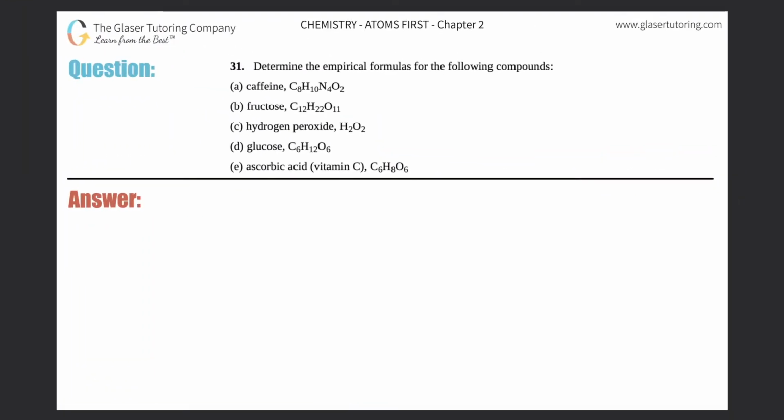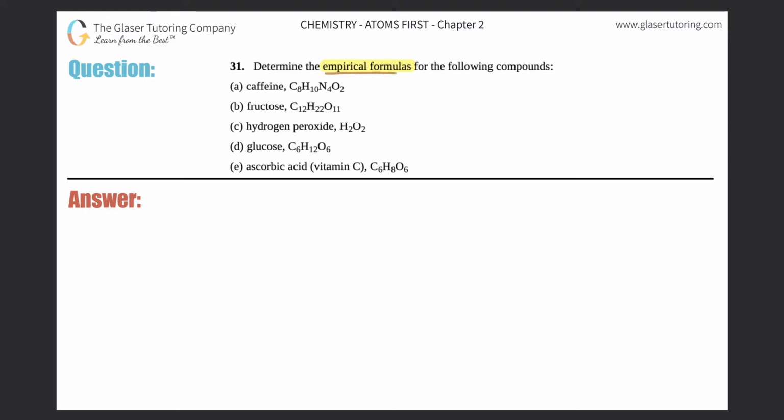Number 31. Determine the empirical formulas for the following compounds. Okay, so we've already talked in depth about what an empirical formula is in the previous two questions. So if this is the first question that you're doing for empirical formulas and you have no clue, try to go back to number 29 and 30. So this one will be more of a quickened version, but let's get down to it.